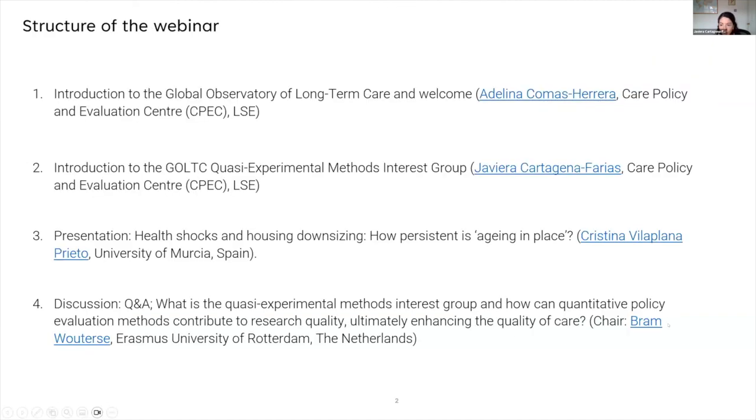Just to give you a brief overview of what we are going to do today, first, Adelina Comas-Herrera is going to introduce the Global Observatory of Long-Term Care. And then I will very briefly introduce the Quasi-Experimental Method Interest Group. And then we'll have a presentation looking at health shocks and housing downsizing among older people, by Cristina Vilaplana Prieto from the University of Murcia in Spain. And then we're going to have the discussion, Q&A, chaired by Ram Balteshwar, sorry about the pronunciation. We're going to discuss the paper, but at the same time, at the end, we're going to talk a bit about what we want to achieve with this interest group.